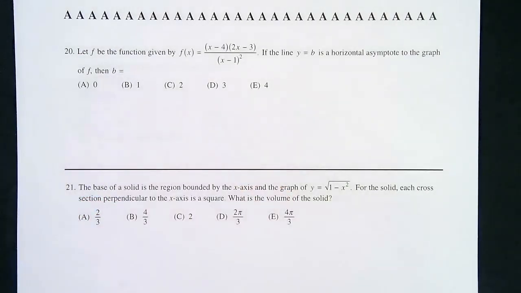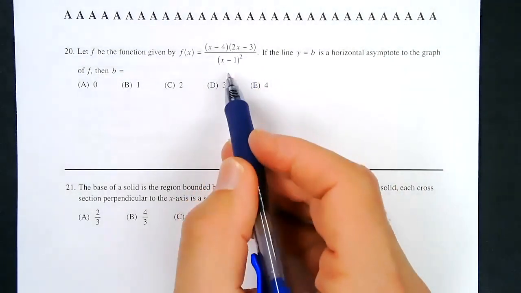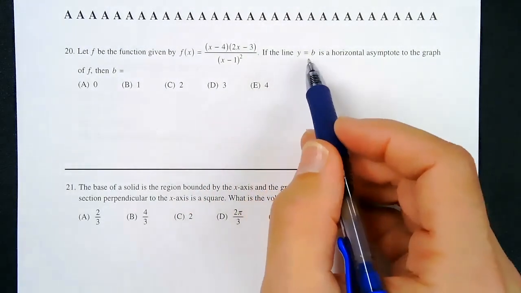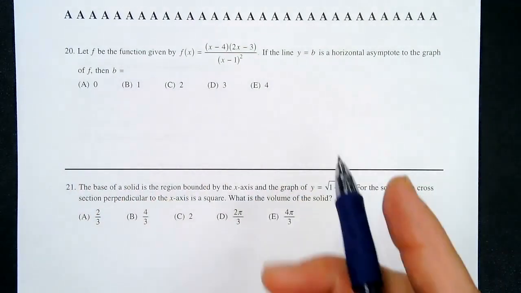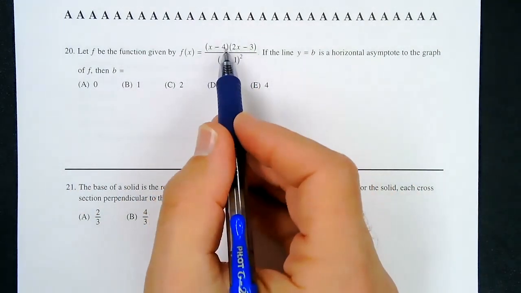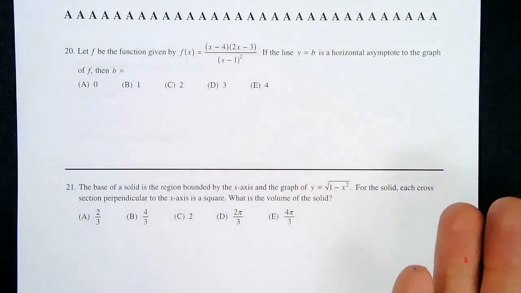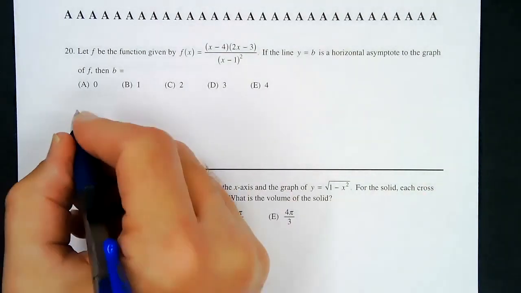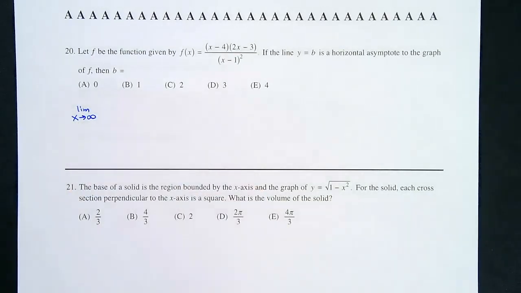So for number 20, let f be the function given by f of x is equal to, this is a quadratic, but actually numerator and denominator are both quadratics, right? If the line y equals b is a horizontal asymptote to the graph of f, then b equals. So basically, what we really need to do is expand this out. I'm going to take the limit as x approaches infinity because that's how you find horizontal asymptotes. That's the definition of a horizontal asymptote: as x approaches infinity for our function, it's going to come out to be a number value.